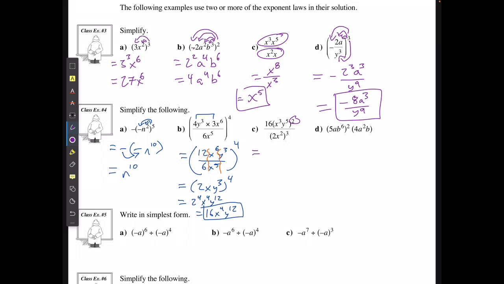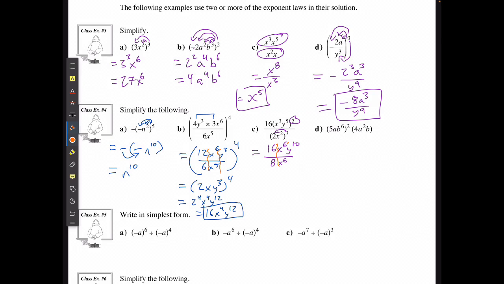So, in the numerator, I have 16, and then x to the 3 to the 2 is x to the 6, y to the 5 to the 2 is y to the 10. In the denominator, I'm going to apply that power of 3 to the 2, so 2 to the power of 3 is going to give me 8, and I have x to the 2 to the 3, or x to the 6. And now I can simplify these.